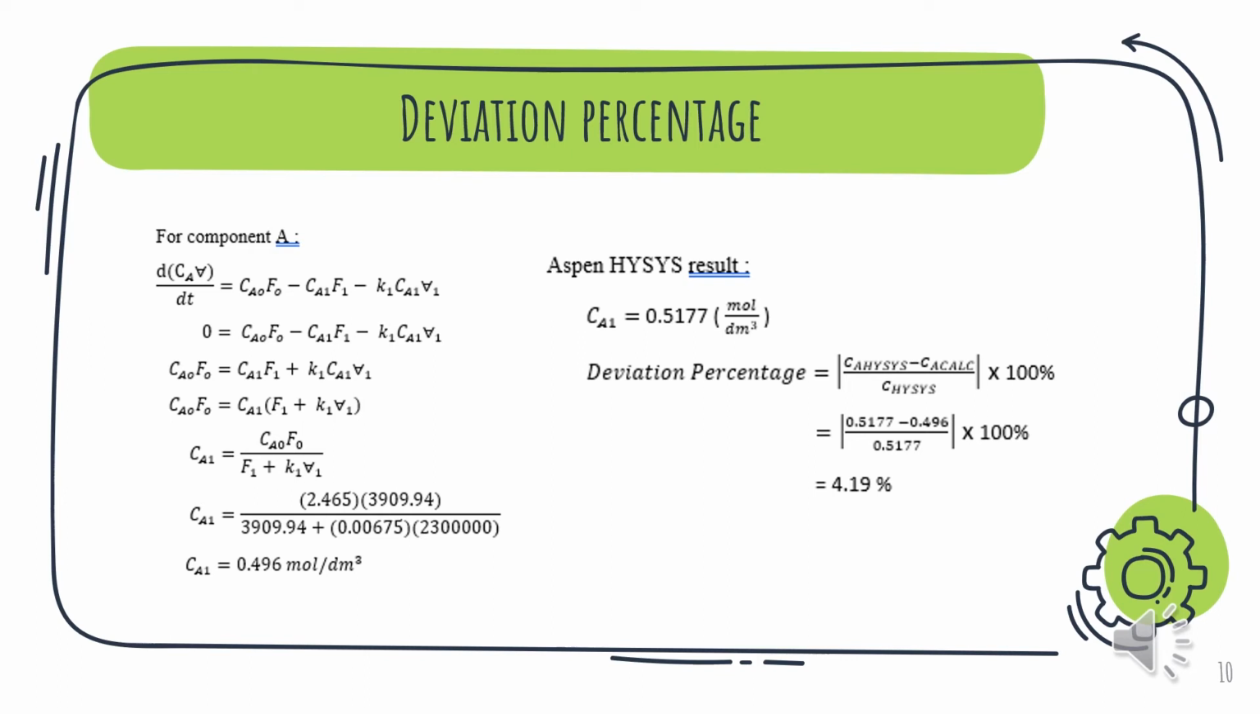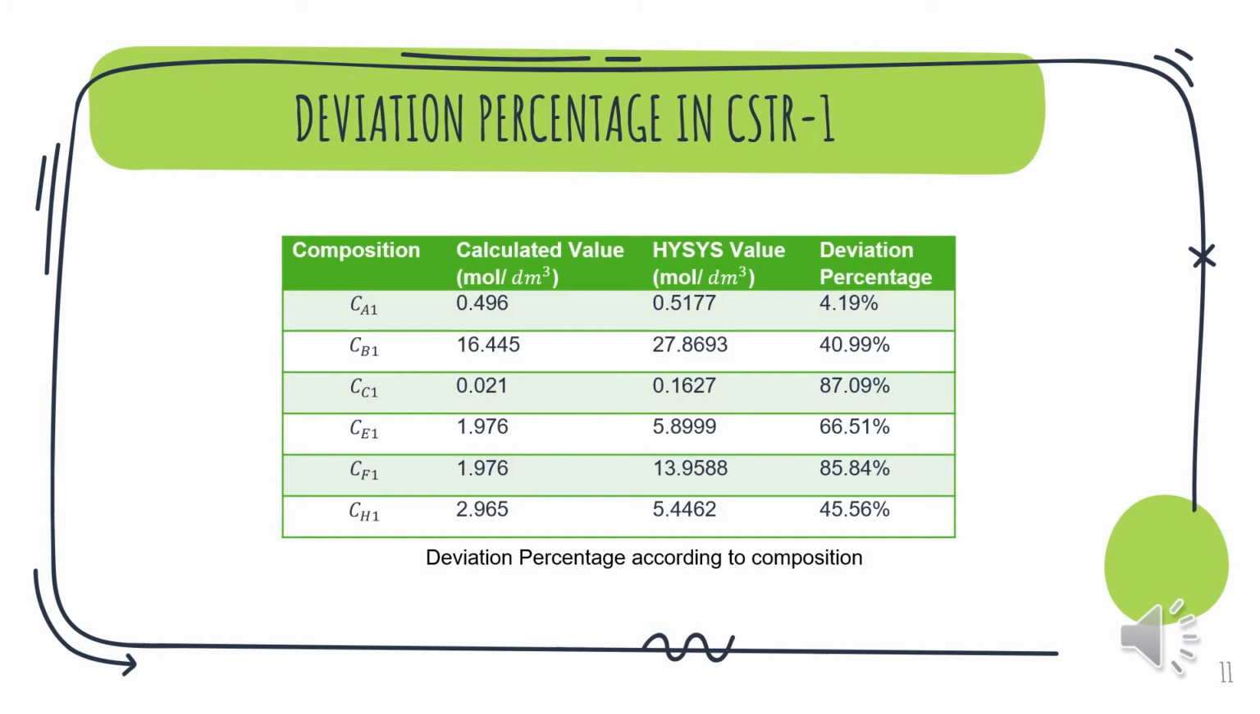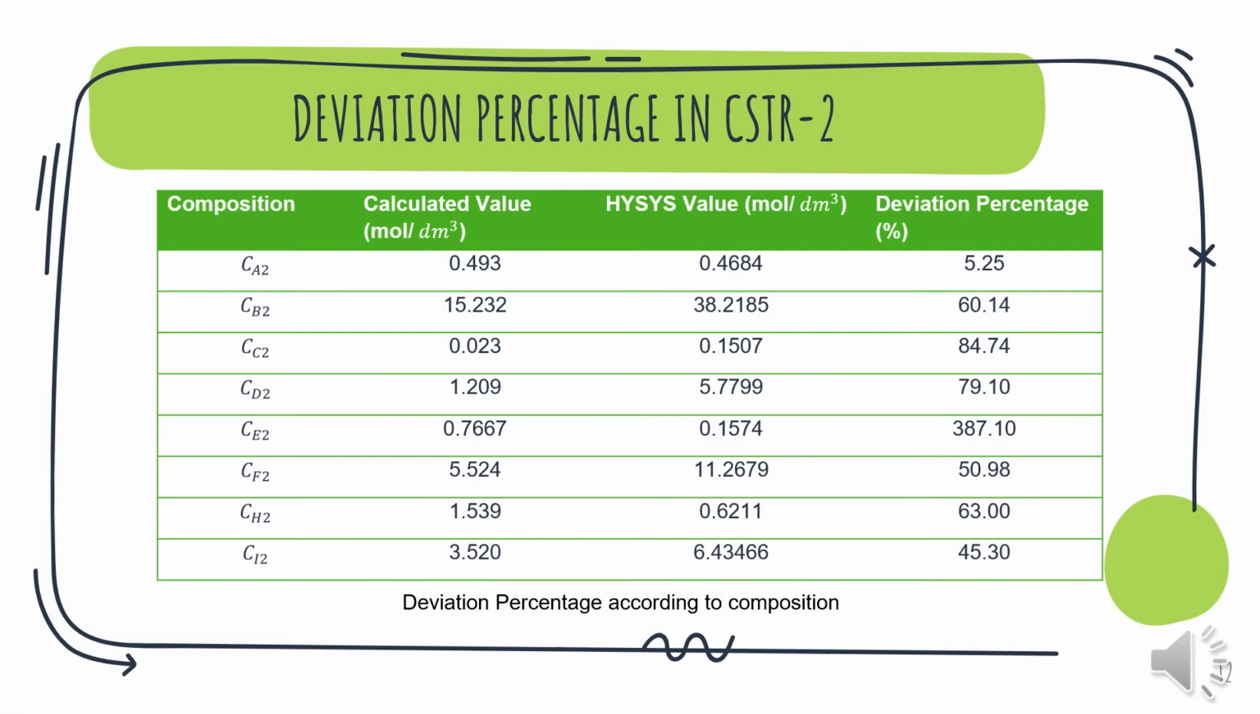Using the following formula, we can find the deviation percentage between Aspen HYSYS and manual calculation value. The following are the deviation percentages in CSTR1. And here are the deviation percentages in CSTR2.